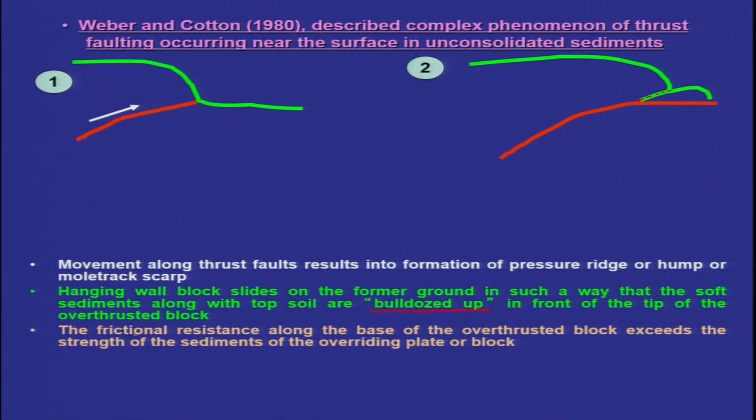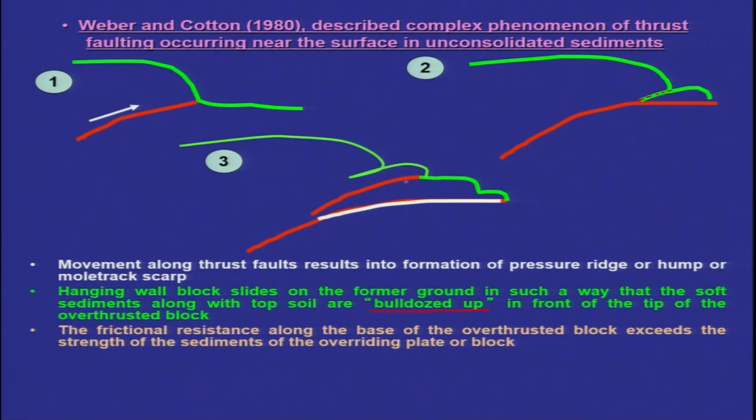Now the frictional resistance along the base of the overthrusted block. So this forms the base of the overthrusted block. It exceeds the strength of the sediments of the overriding plate or the block. Now this is one of the reasons why you will see that there is a propagation of the fault.